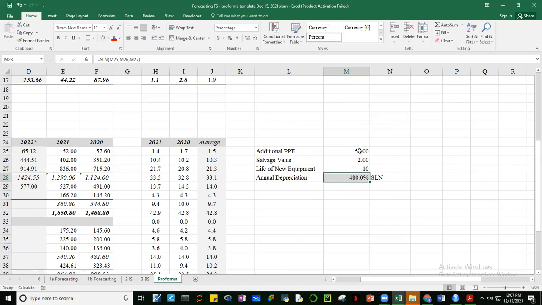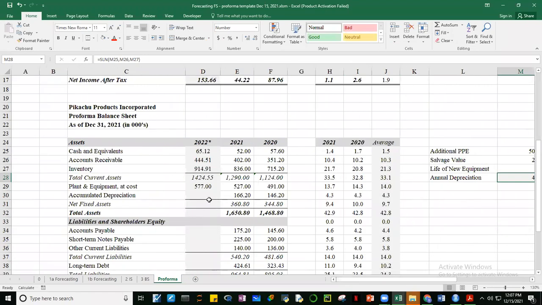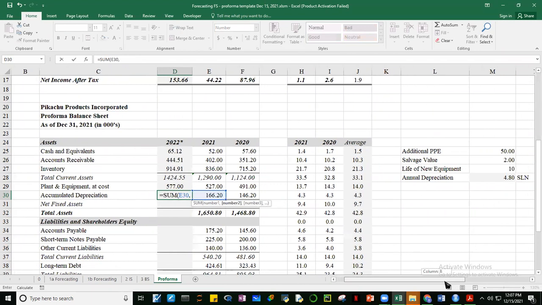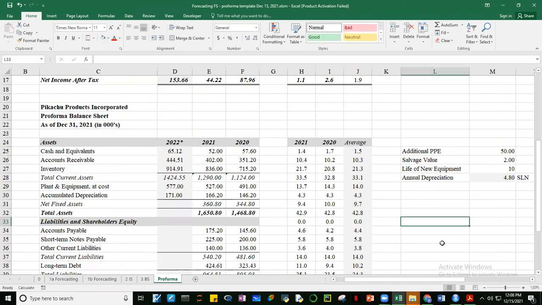Copy natin to, format painter dito. Okay. And then lagyan ko lang. 4.8 guys. That's our annual depreciation for this additional equipment, no? Therefore, yung accumulated depreciation natin guys will become yung sa accumulated depreciation of 2021 and then idadagdag natin yung bagong depreciation natin. This one. Okay? So it's 171. Nadagdagan yung accumulated depreciation natin.